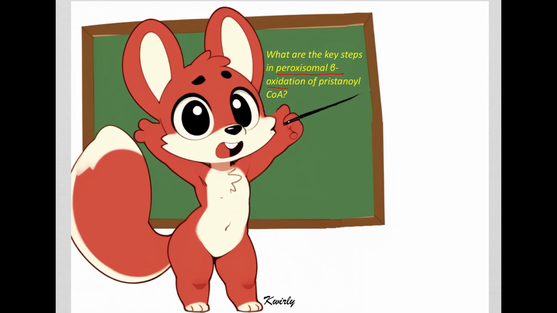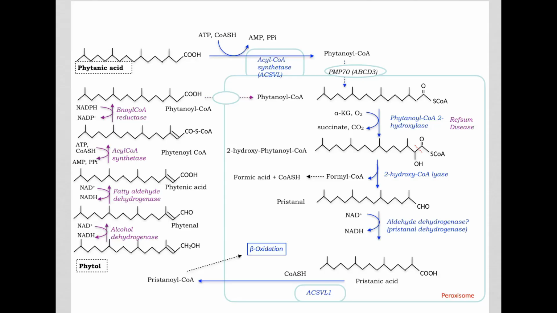Peroxisomal beta-oxidation of pristanyl-CoA. Okay, so let's look at these steps in a little bit more detail. What happens to pristanyl-CoA when it undergoes beta-oxidation in the peroxisome? Remember, pristanic acid is converted to pristanyl-CoA. So basically, pristanyl-CoA comes from either phytanic acid or from phytol. Both phytanic acid and phytol, you can see, are branched chain fatty acids.